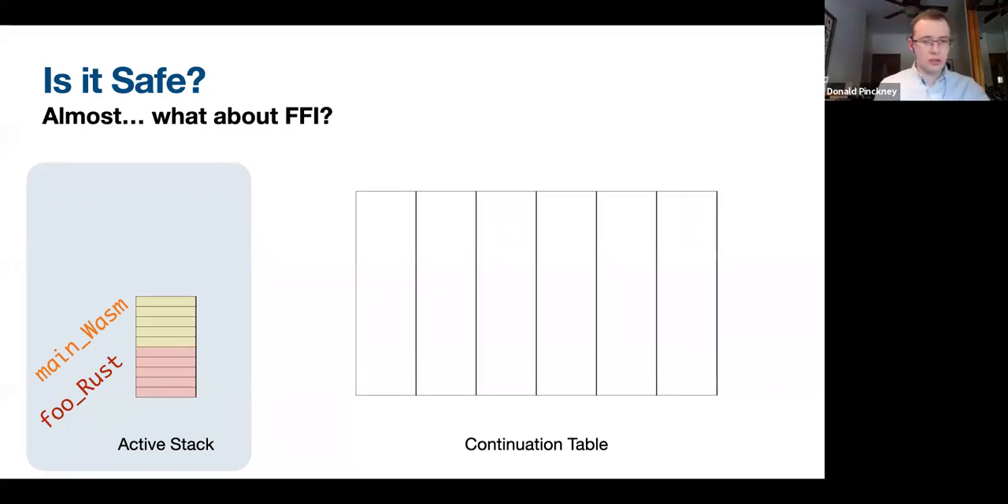So that's sort of the intuitive argument. But the issue is when you want to start doing FFI. That's when things get weird. Okay. So let's walk through this example because I think it's pretty interesting.